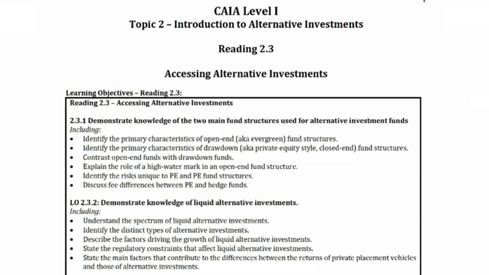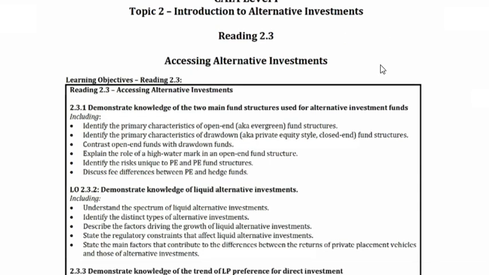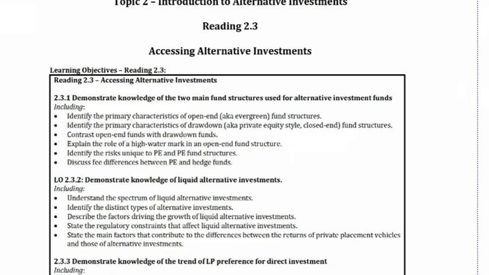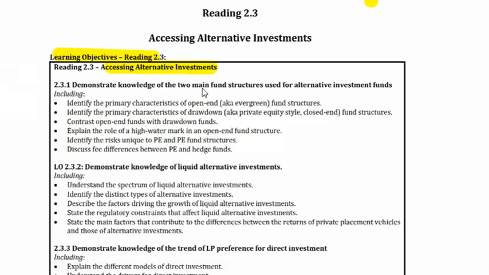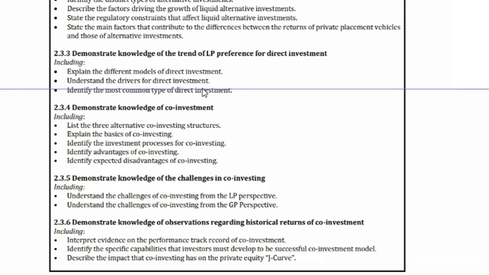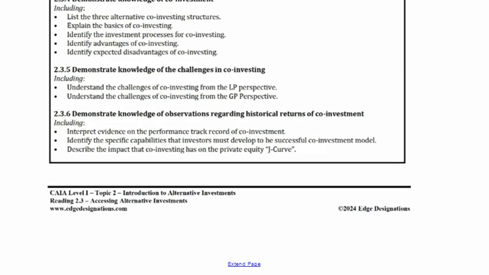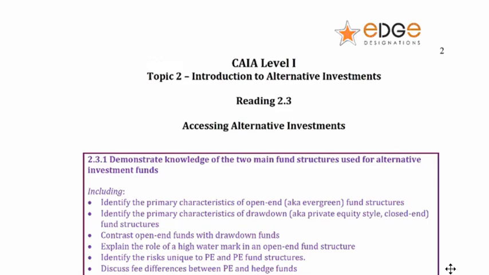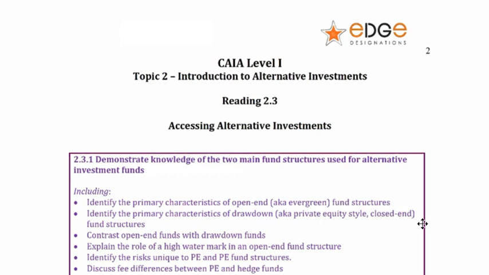As per usual, we've got all the learning objectives on the very front page of the document. Here are the learning objectives for 2.3, accessing alternative investments. As we can see, we've got 2.3.1, 2.3.2, 2.3.3, 2.3.4, 2.3.5, 2.3.6, and that's where it ends. So 6 learning objectives to cover in reading 2.3, accessing alternative investments.